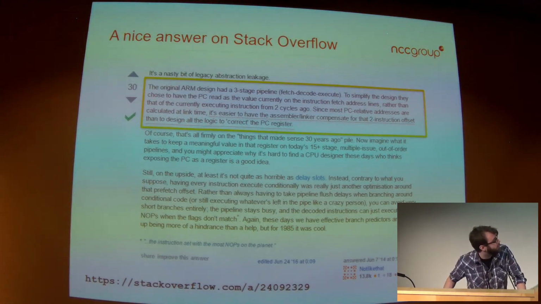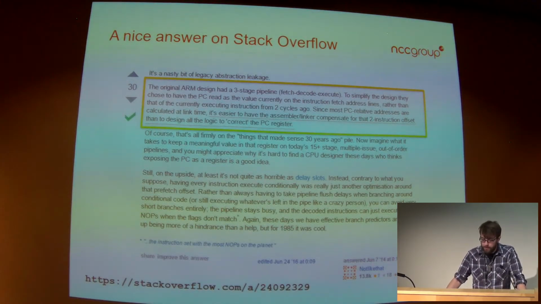I don't know if this is big enough, so I'm going to read just the important lines. The original ARM design has a 3-stage pipeline: fetch, decode, execute. Hey, you know what that is, right? To simplify the design, they chose to have the PC read as the value currently on the instruction fetch address lines, rather than that of the currently executing instruction from 2 cycles ago.